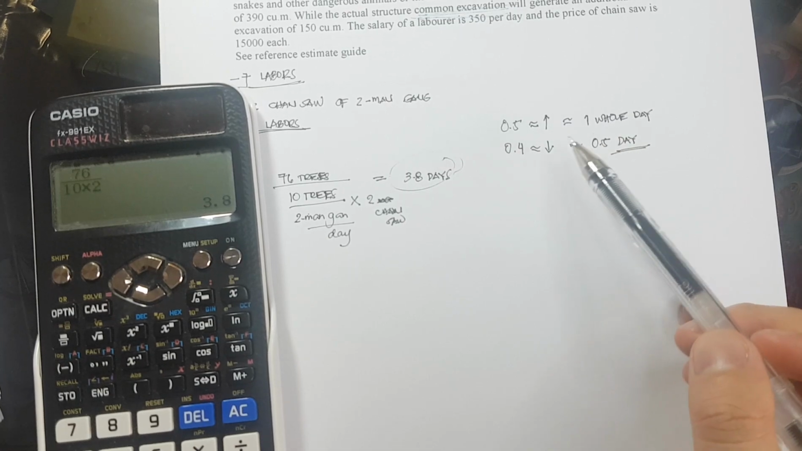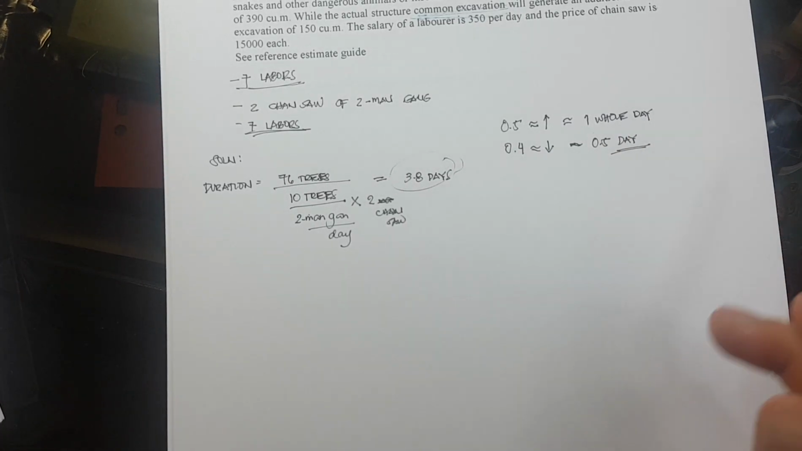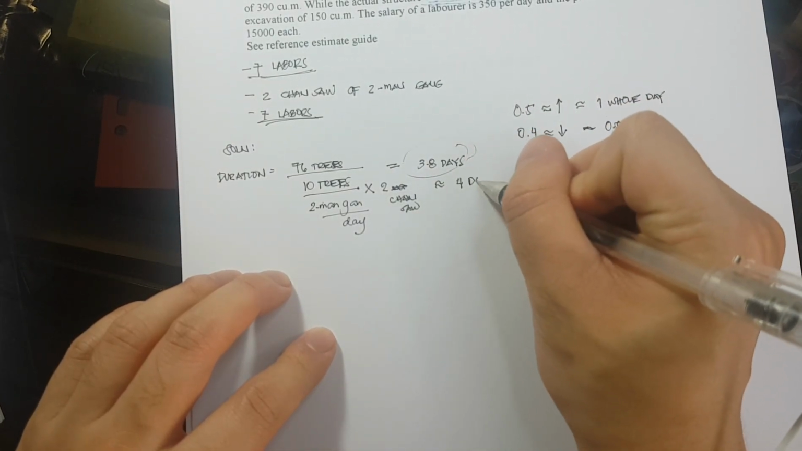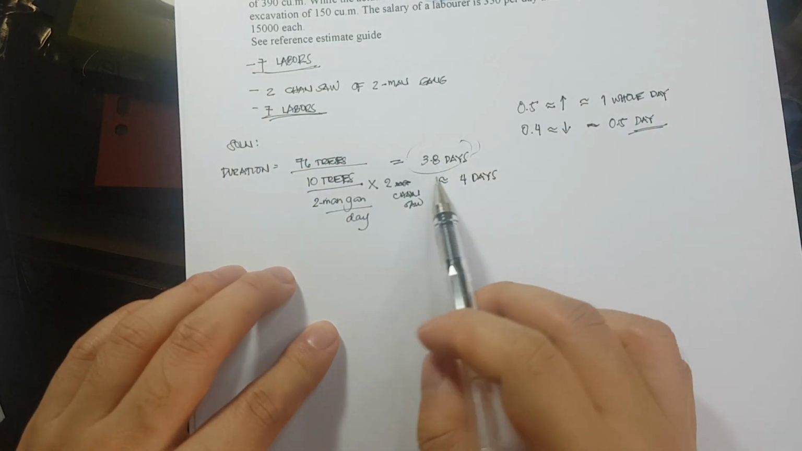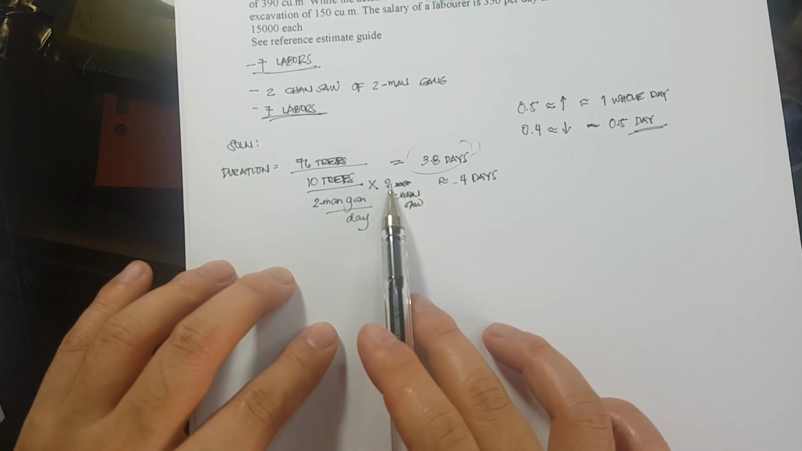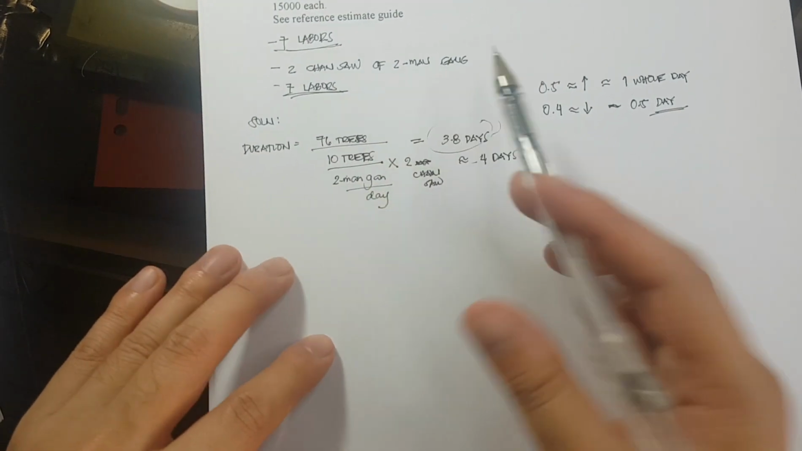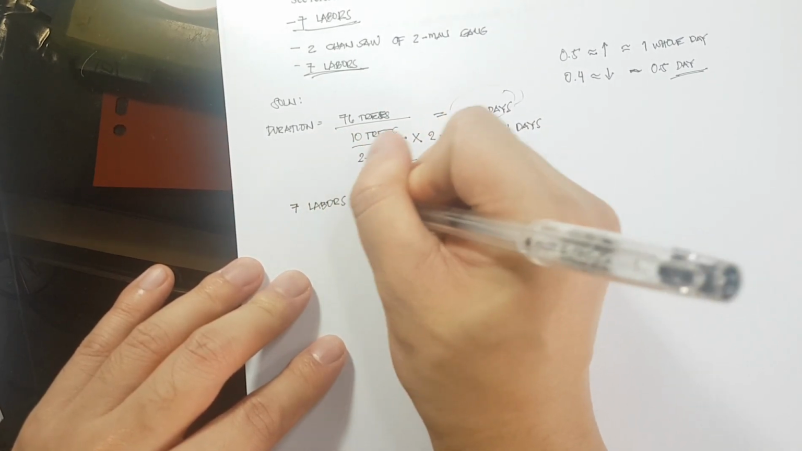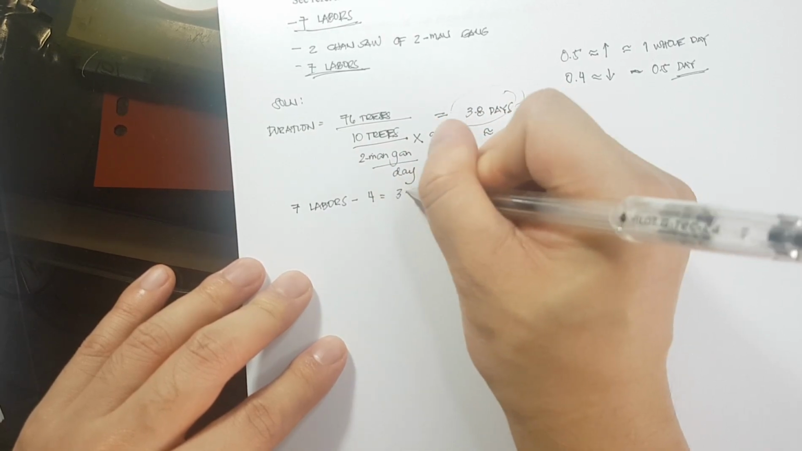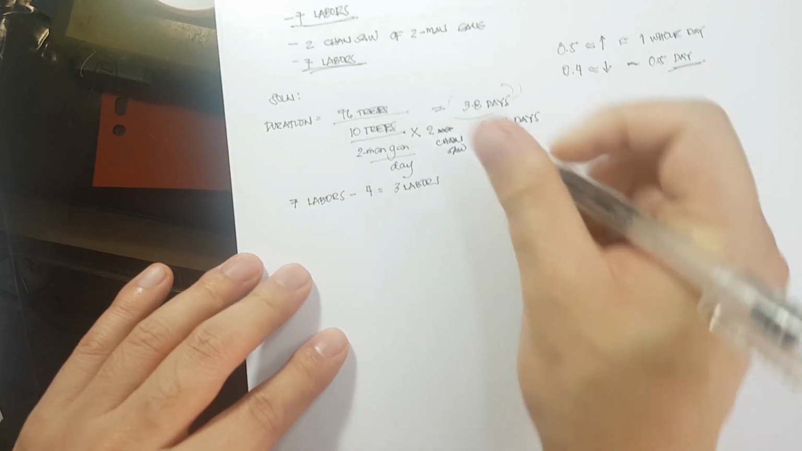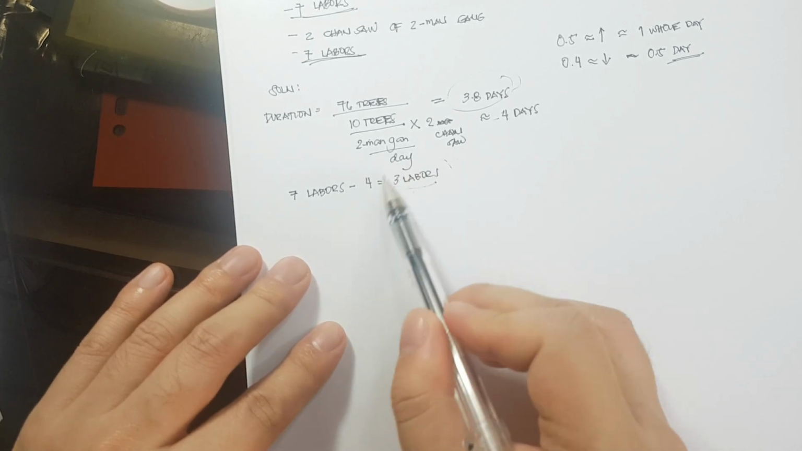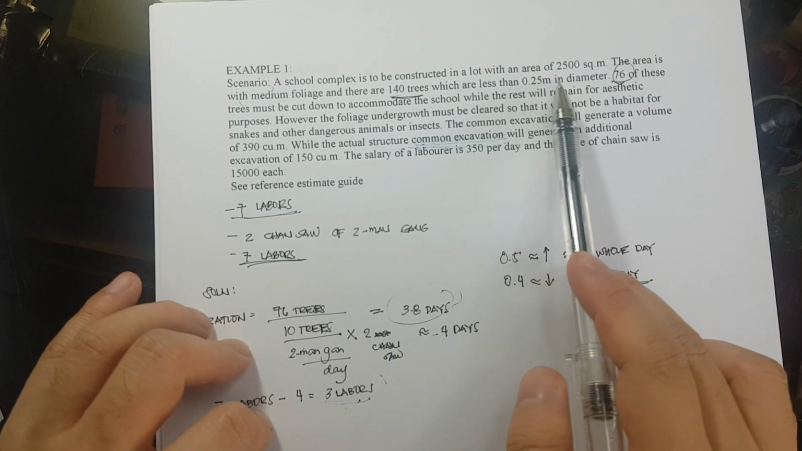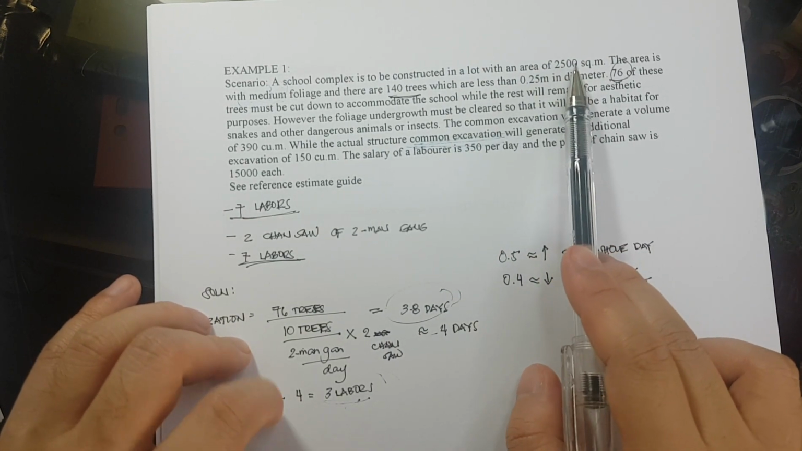Okay? Okay. Next would be for 4 days. Yan, 3.8 days is equivalent to 4 days. Now for 4 days, etong apat na tao na to, kasi it is a two-man gang, di ba? So you have 7 labors minus 4 equals 3 labors. Okay? So, ibig sabihin, itong tatlong tao, magsisimula na sila sa clearing and grubbing ng 2,500 square meters. Okay?